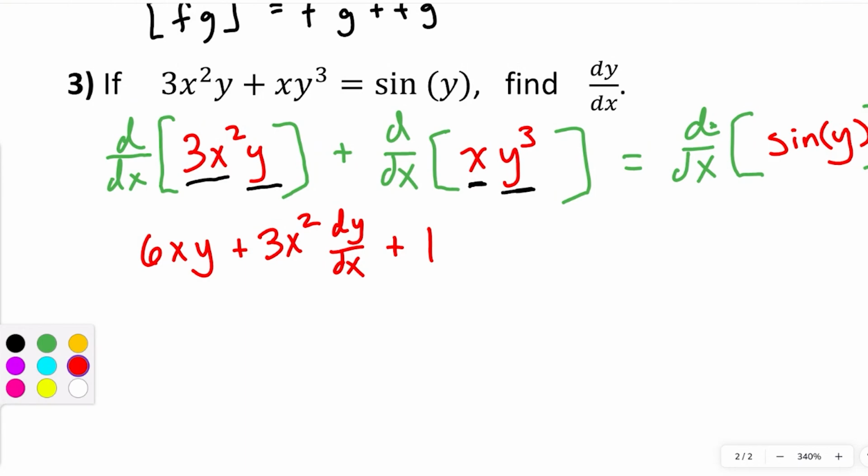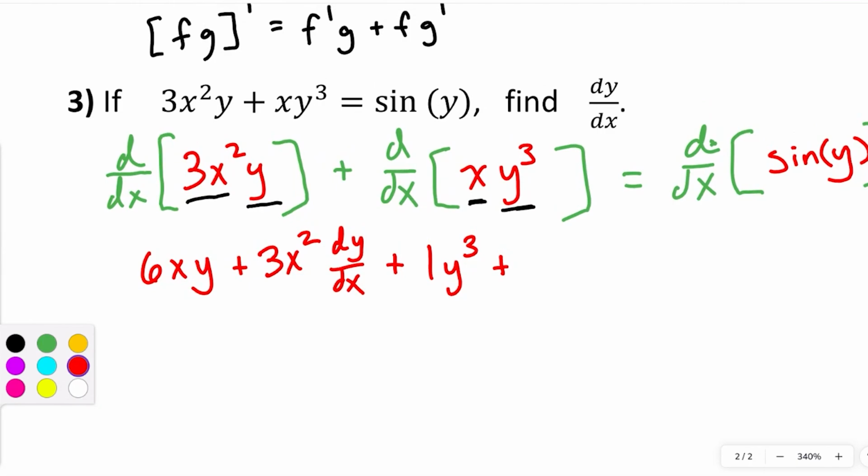The what? Oh, you're right. Times y cubed. Yes, sorry, just getting a little ahead of myself. Plus f, which is x, times the derivative of y cubed with respect to x. So we're going to treat y like it's a function, and we're going to have to use chain rule. So 3y squared times the derivative of y, which is dy dx.